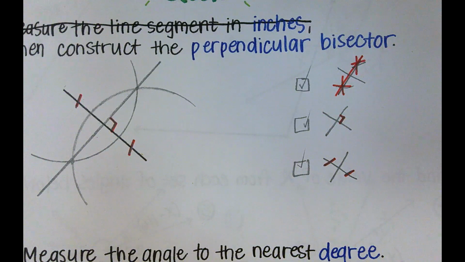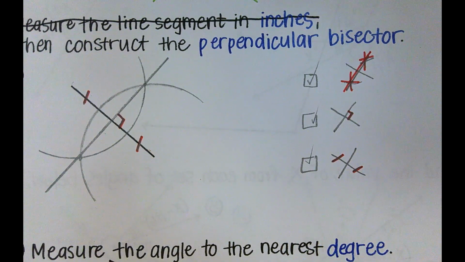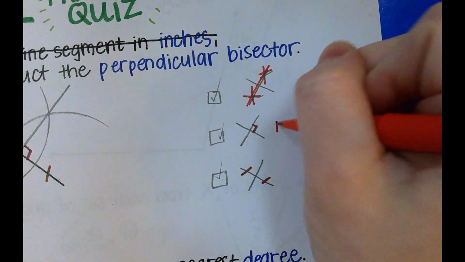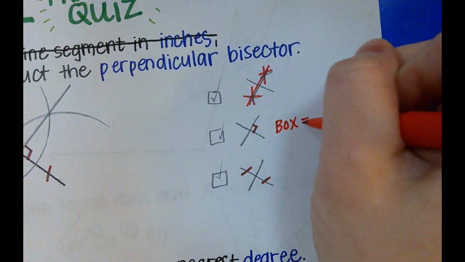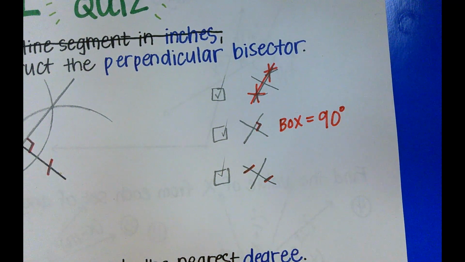Just so I don't forget, that's a 90-degree angle as far as that box, right? Yes, that box means 90 degrees. So if you want to make a little note to the side, you can write box means 90 degrees. And that would be a good thing to take note of because you may have an angle on your quiz that's marked with a box, and you'll need to know that that is a 90-degree angle.